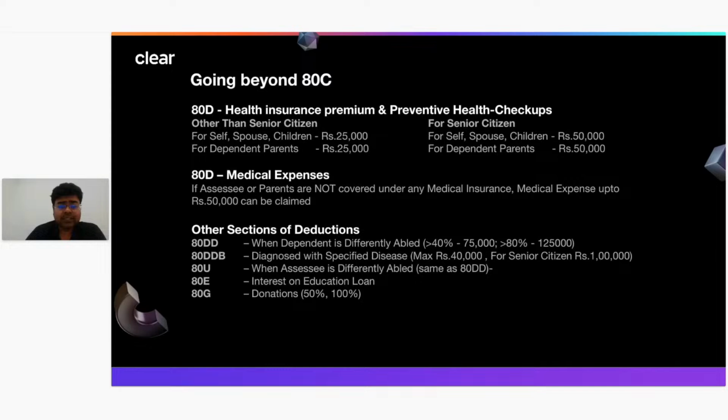Most of the charities give you the benefit of 50% deduction. Some of the other charities give you 100% deduction. For example, PM Cares Fund actually gives you a benefit of 100%.